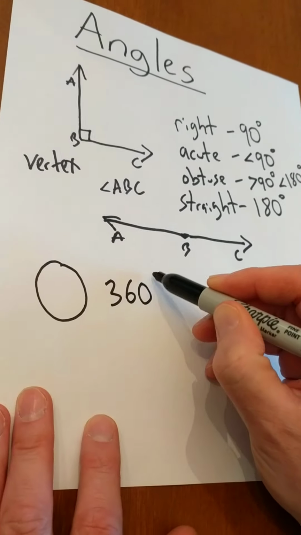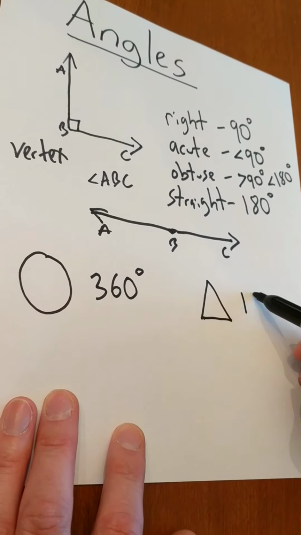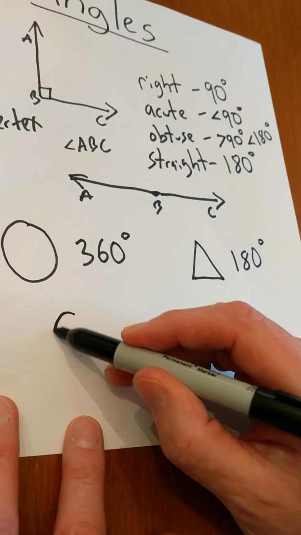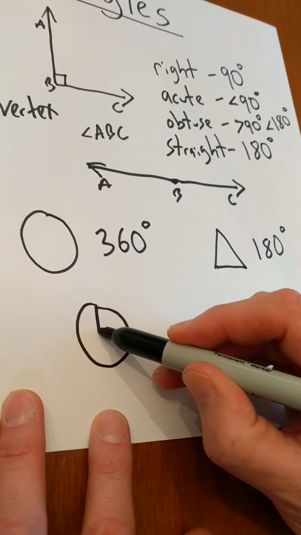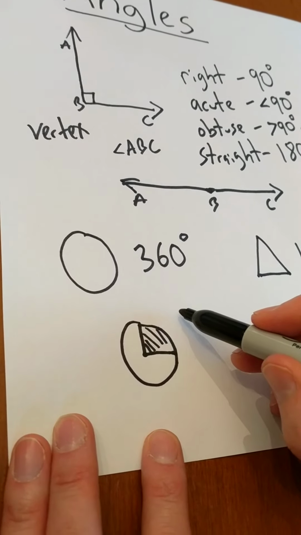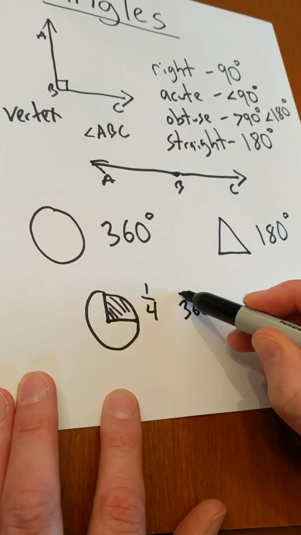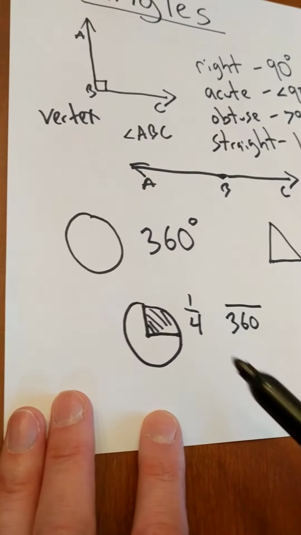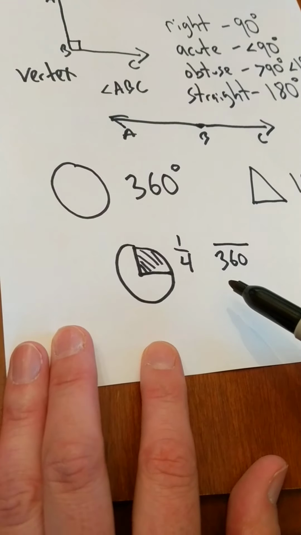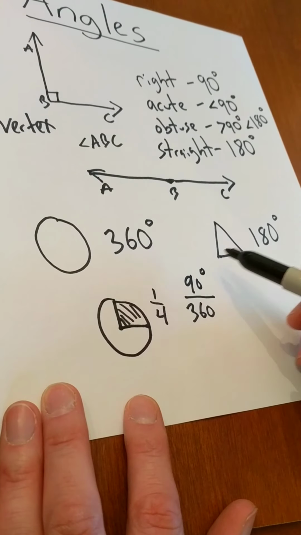Some things I want you to know about angles is that a circle measures 360 degrees. The angles of a triangle add up to 180 degrees. So if you take a look at a circle, and let's say you make an angle and you shade in that part of a circle, that's 1/4 of the circle. To find out how many degrees that is, you have to put it with the denominator being 360, because again, a circle is 360. To get from 4 to 360, you have to multiply 4 by 90, so you have to multiply the 1 by 90. And that 1/4 of the circle would be equal to 90 degrees.